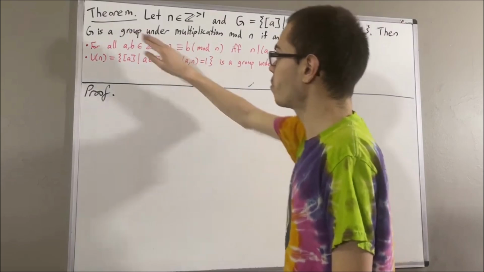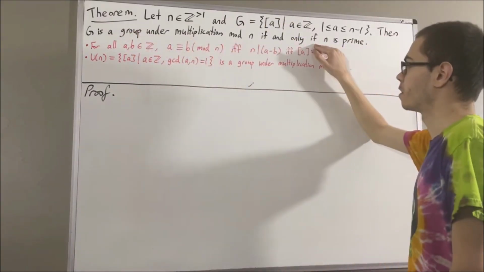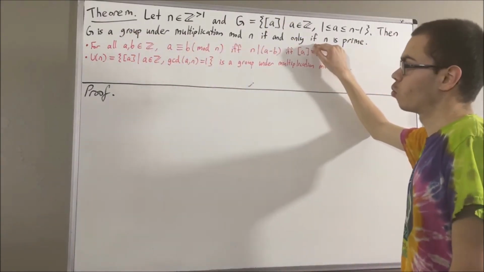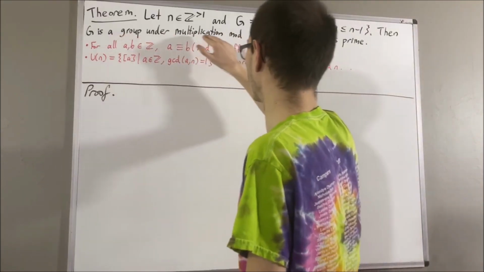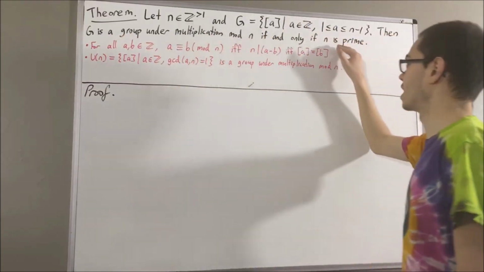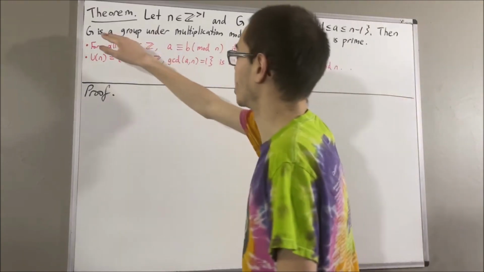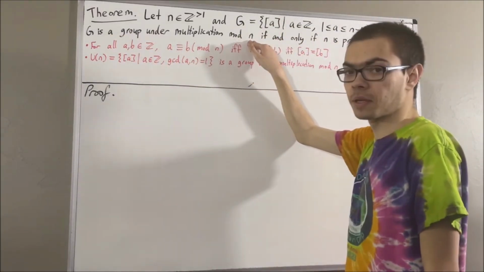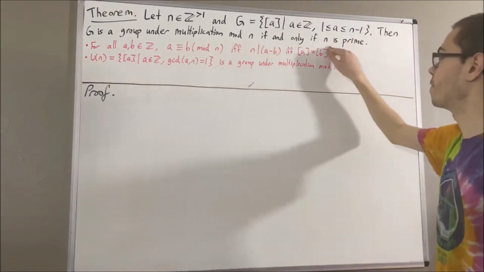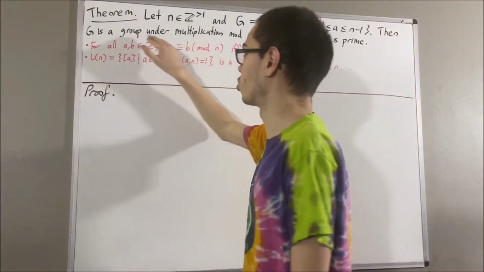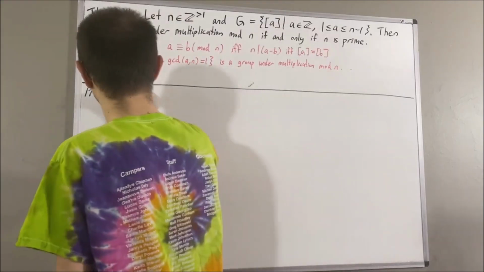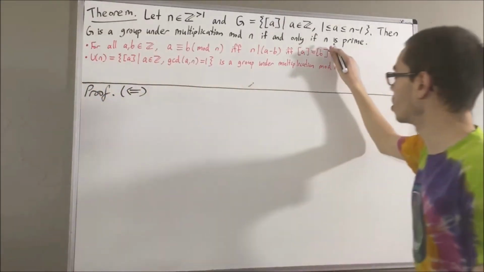Now, we're trying to prove a statement containing if and only if. So to do that, we're going to prove if G is a group under multiplication modulo n, then n is prime. And we're going to prove if n is prime, then G is a group under multiplication modulo n. Let's first prove if n is prime, then G is a group under multiplication modulo n. To do that, suppose n is prime.